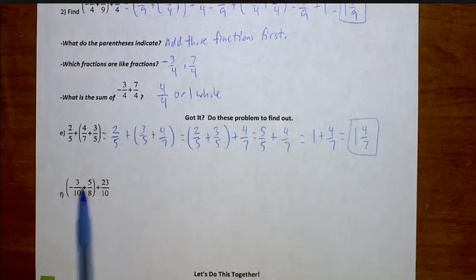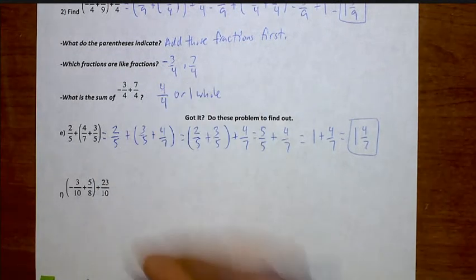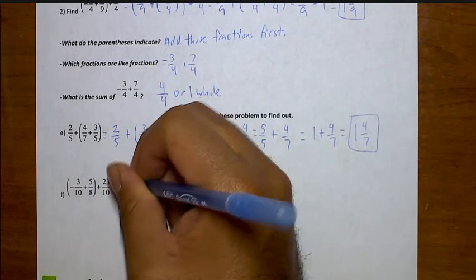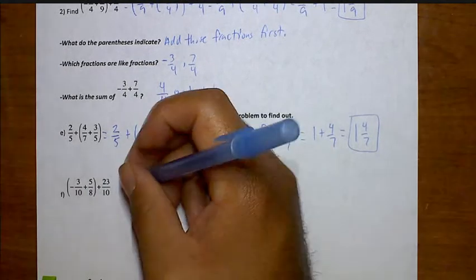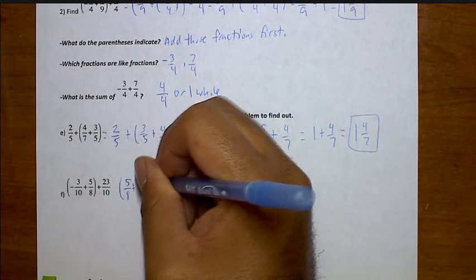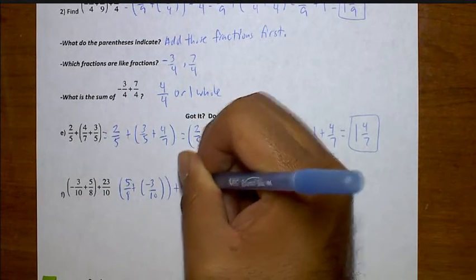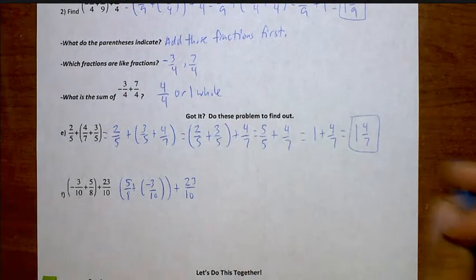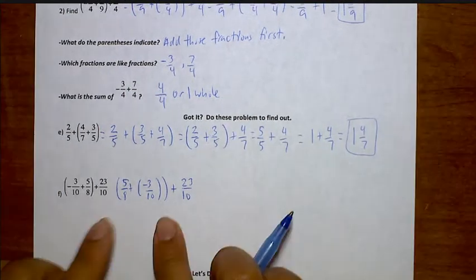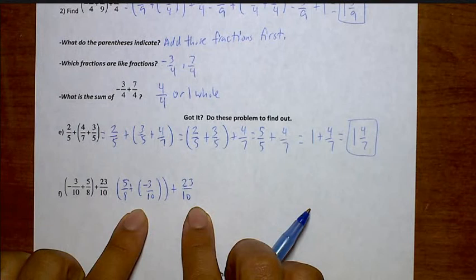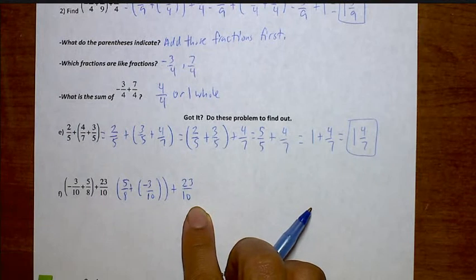Alright, I notice that I have common denominators here, which means I can add the numerators. Negative 3 plus 23. I notice that I have integer addition. 23 minus 3 gives me 20. 20 is further away from 0 than negative 3, therefore it stays as a positive 20. So we write this as 5/8 plus positive 20 over 10.